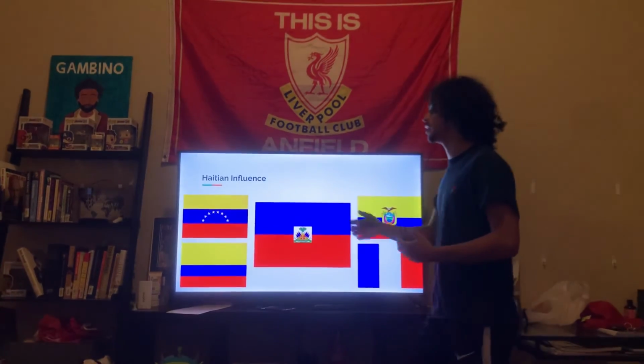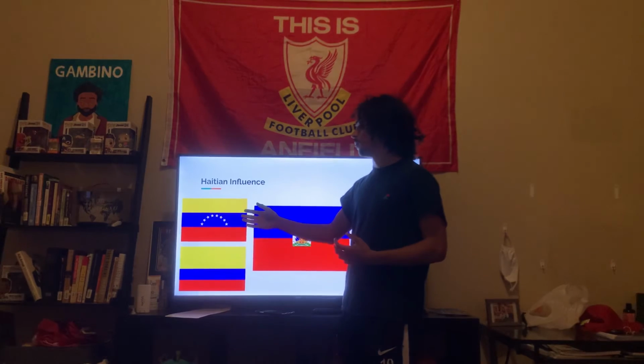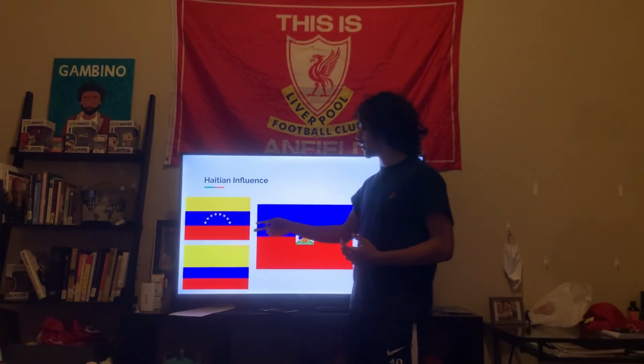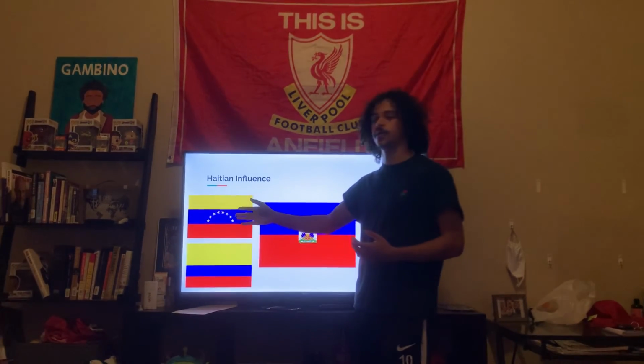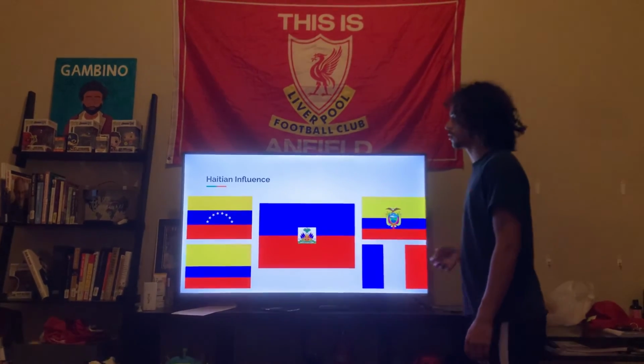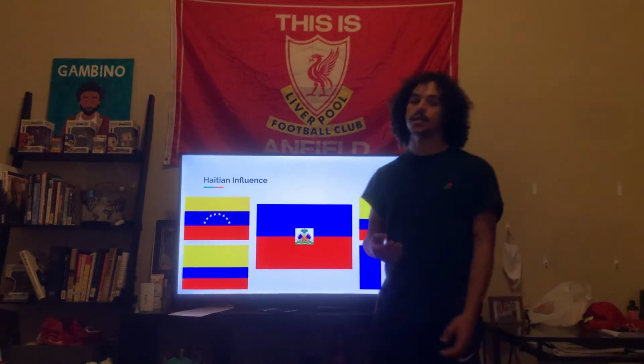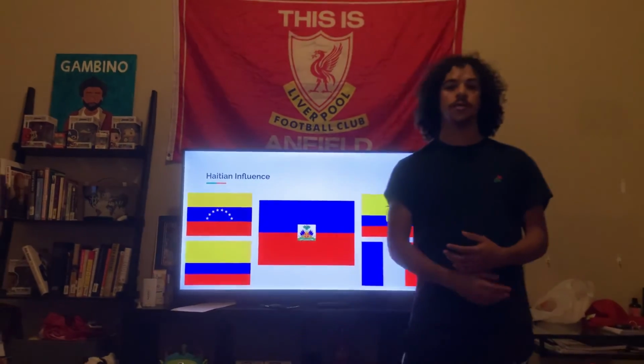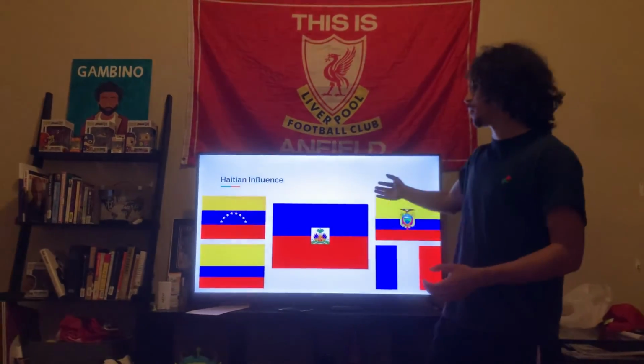So here we have the Venezuelan flag. Again, you can see the bottom is the Haitian colors, because they were able to help them out. We have Colombian, and then we have Venezuela. So these are the countries that were very influenced by Haiti. They helped them gain their independence, and they paid homage back to Haiti.